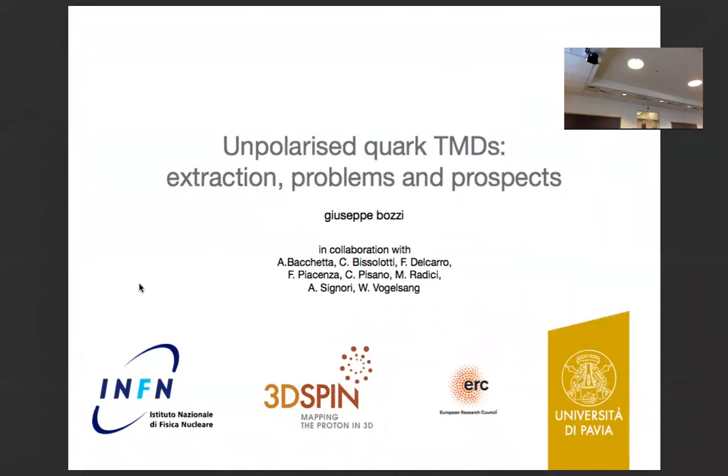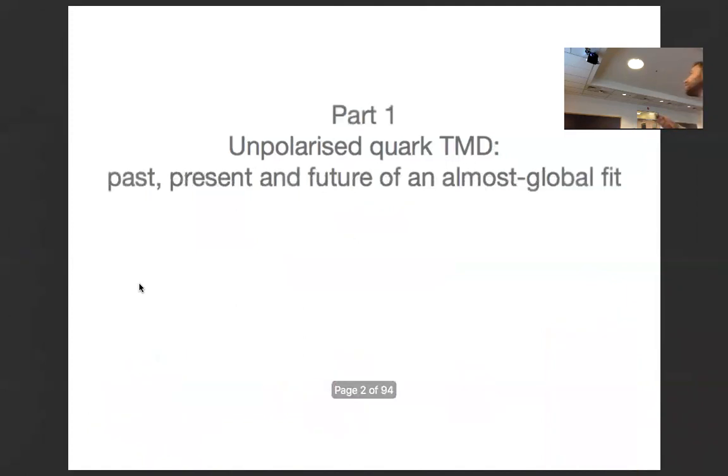I will show updates on a couple of works in collaboration with those people, essentially the 3D spin group in Pavia and the focus scientists in Pisa, about unpolarized quark TMDs, about their extraction, about some problems that we stumbled upon while extracting TMDs, and prospects, which means also the possible impact on hadron colliders of our findings. So let's start with part one.